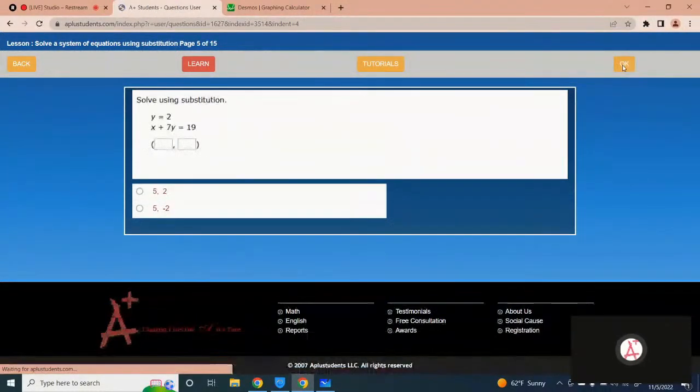Okay, the next one is y equals 2 and x plus 7y equals 19. So the correct option is the first one or the second one? So the correct option is the first one because we are given the y, that is 2. Got it?